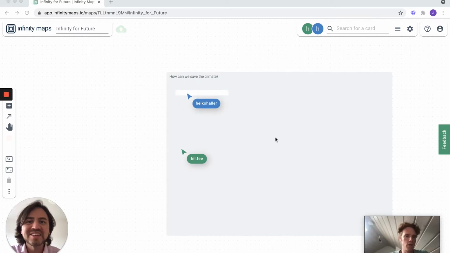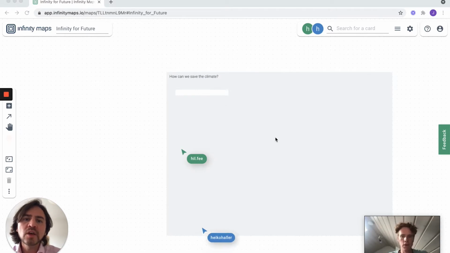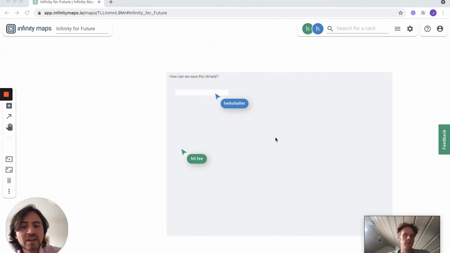Hello together. Hey, so today we want to show you how you can use Infinity Maps in order to facilitate common collaborations, workshops, or brainstormings.